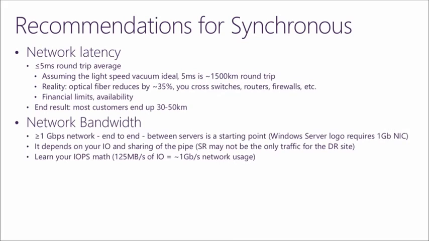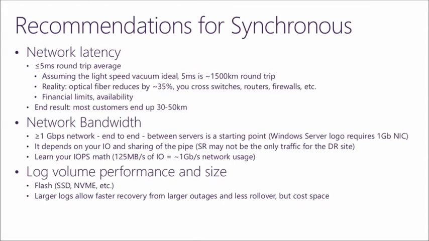And in terms of bandwidth, on a gigabit per second network end-to-end, that's what you're going to need, at least, as a minimum or higher. It depends on your I/O and sharing of the pipe, so you might not have a dedicated network for synchronous replication. And learn your I/Os. We're going to publish a lot more recommendations at the next technical preview and beyond to help you understand how much planning, effort, and infrastructure you need to make this a reality.